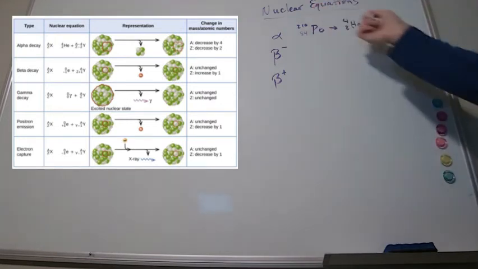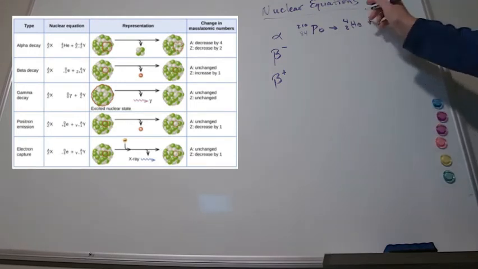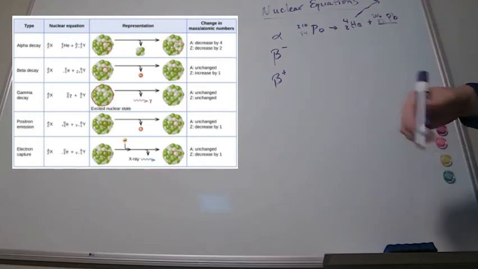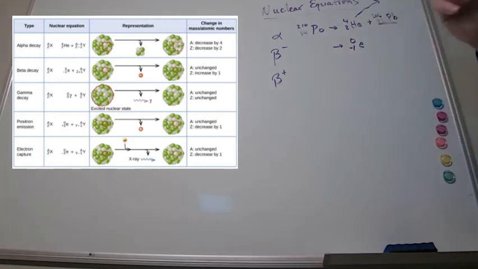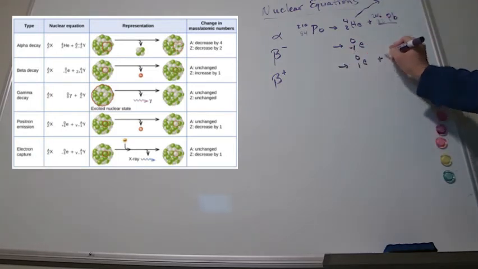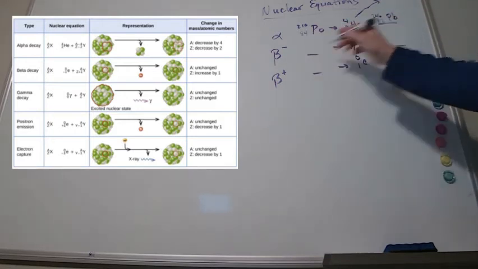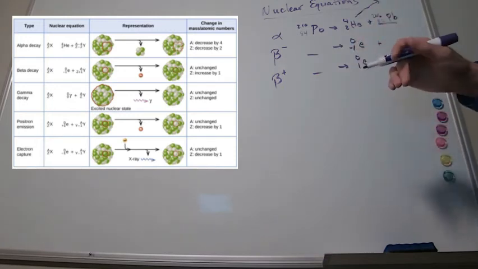So polonium-210 readily radioactively decays into lead-206, and this high-energy alpha particle comes off. In beta minus, we have things that are going to end up making electrons, okay? And in beta plus, we have things that are making positrons. And it doesn't really matter what our starting values are. Our masses stay the same, but we start converting protons and neutrons.